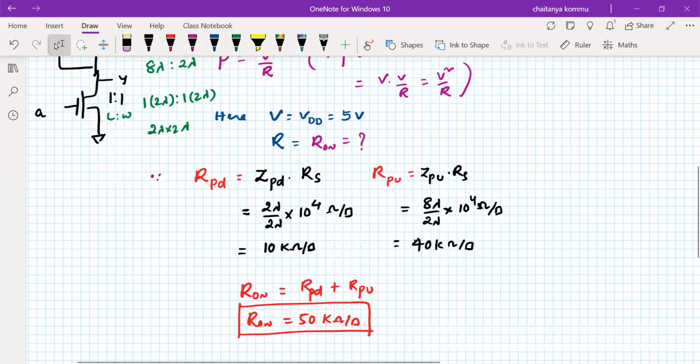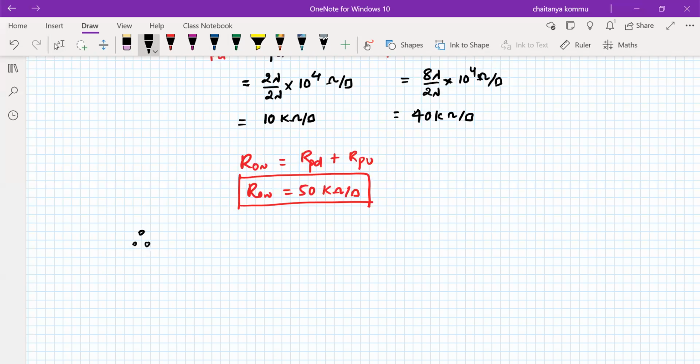So therefore, the power dissipated by this inverter is PD equal to V squared multiplied with 1 by R on. So this value is equal to VDD squared multiplied with 1 by 50 kilo ohm per square. So we calculate this one. What is the value there? You can do this one.